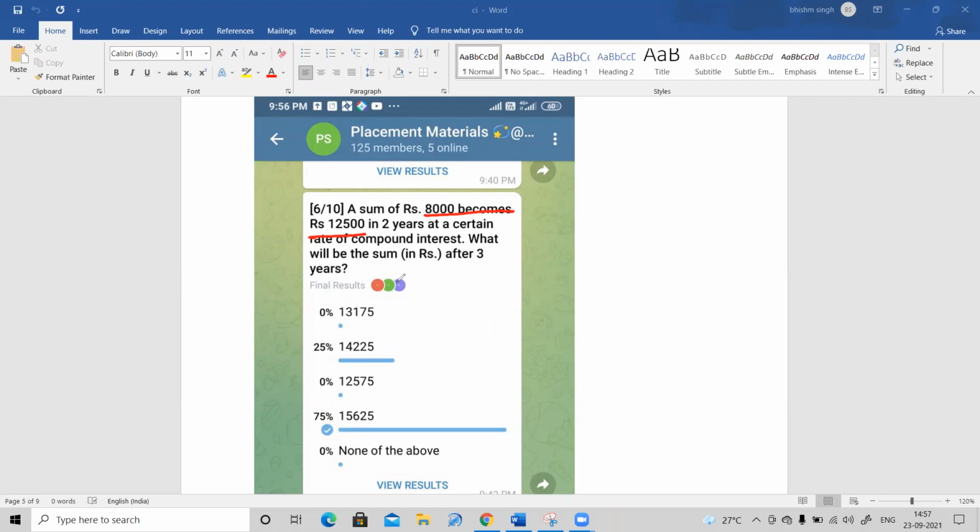So what are they asking here? They're asking about compound interest. How much is the compound interest? Very simple. Your principal is 8,000 rupees and the amount is 12,500 rupees, the amount in 2 years. So we can do this one in a very simple way. Simply cancel the zeros, 00 cancel, 00 cancel, and we get 80 and 125. Dividing by 5, it becomes 16 and 25. So after 2 years, this is the case.